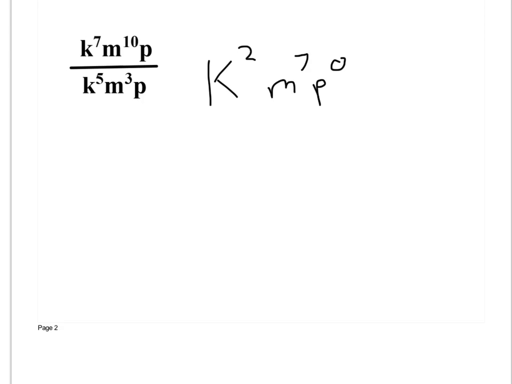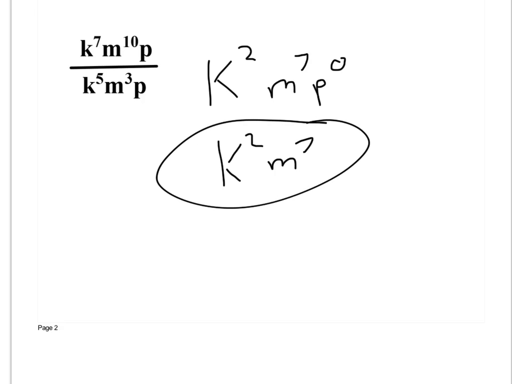Does anyone know what p to the 0 is? Anything raised to the 0 power is 1. So you don't need to write it. It's not 0, because then k squared and m to the 7th would be 0 since you'd be multiplying them by 0. So p raised to the 0 power is 1. Any questions?